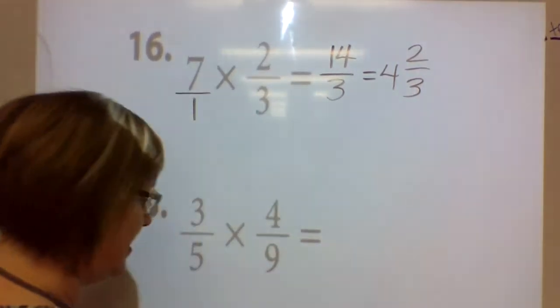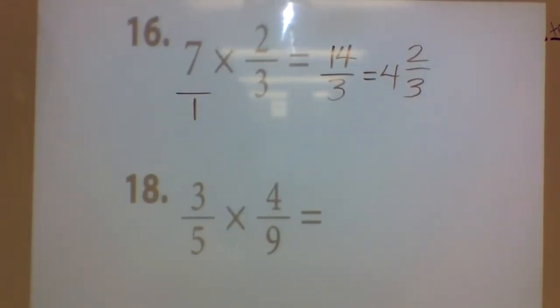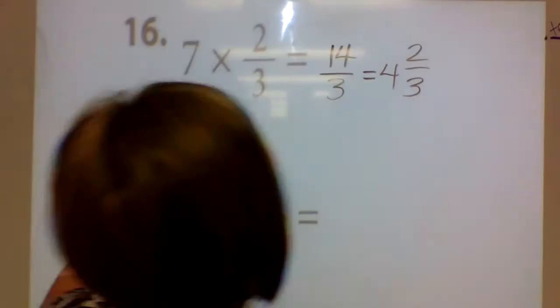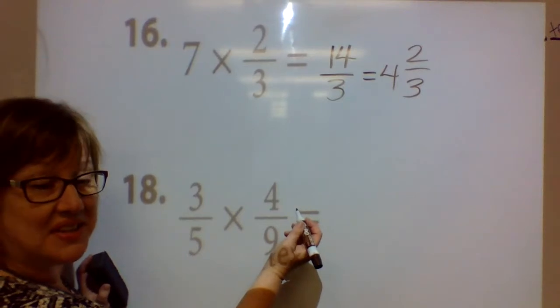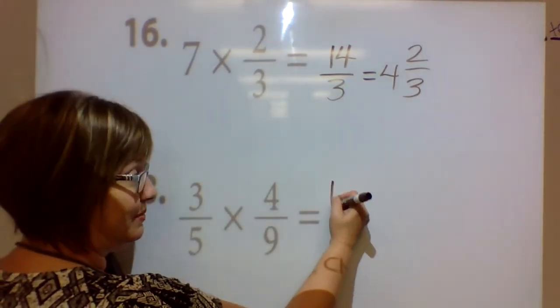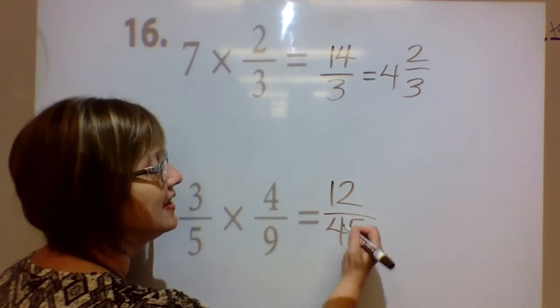That's 16. 18 is still right here, so let's work on it before we move over. 18 is 3/5 times 4/9. This time we don't have to worry about a whole number. We just multiply across. Don't you love this? 3 times 4 is 12. 5 times 9 is 45.